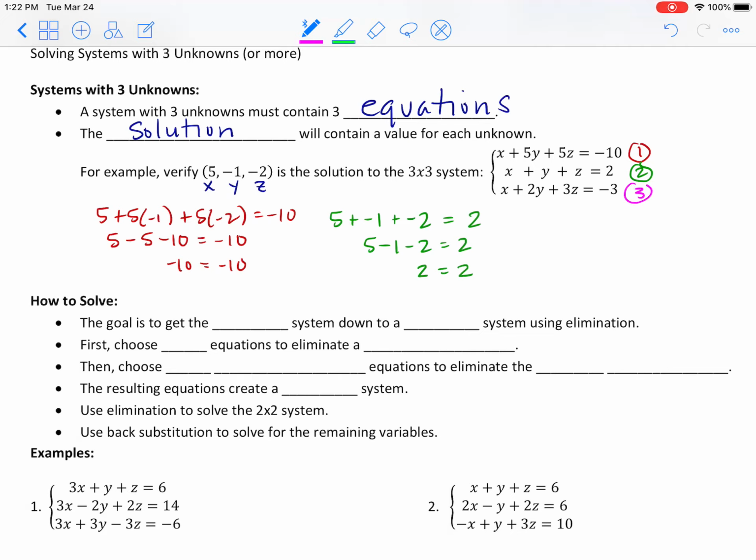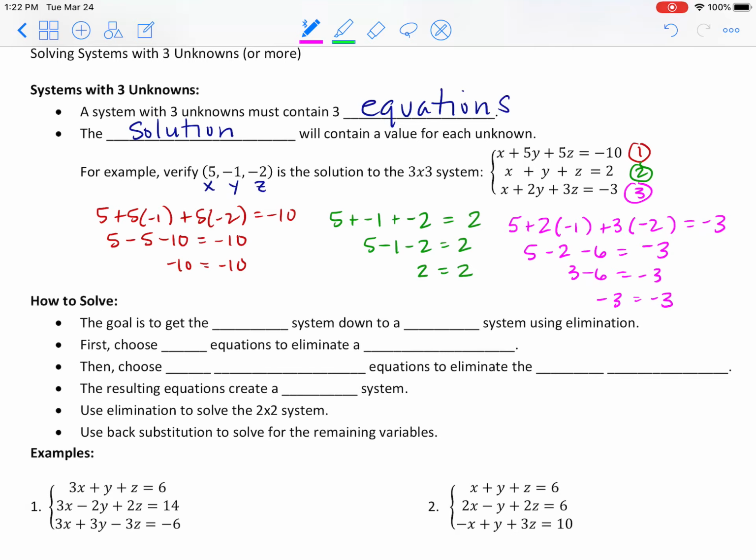And then the third one, let's call this number 3 here. X, which is 5, plus 2 times y, which is -1, plus 3 times z, which is -2, should all equal a -3. So 5 minus 2 minus 6. And 5 minus 2 is 3, and 3 minus 6 does in fact equal a -3. So we verify that 5, -1, -2 is the solution to that 3x3 system. So again, your 3x3, three equations, three variables, and it's going to have a value for each of those variables. Now we're still writing it in something that looks like an ordered pair. It's just the x value, the y value, and then the z value.